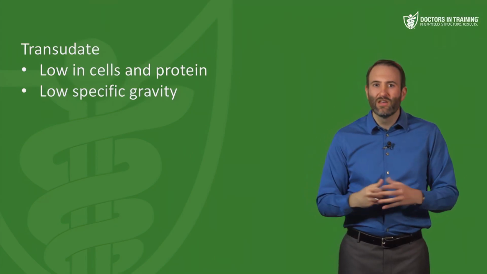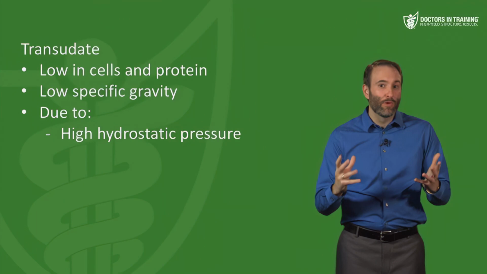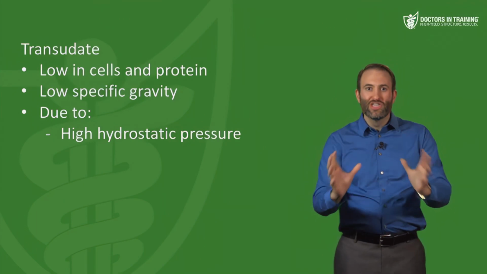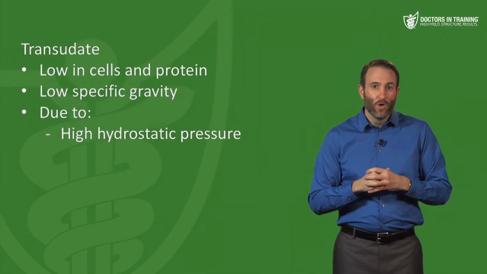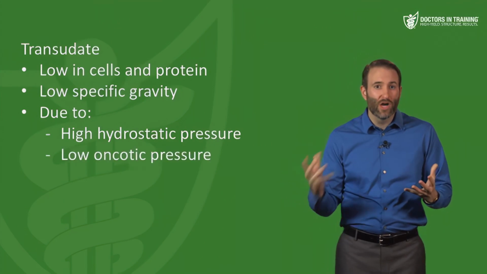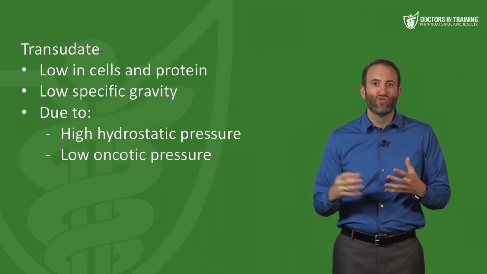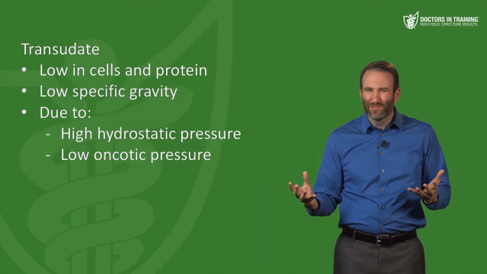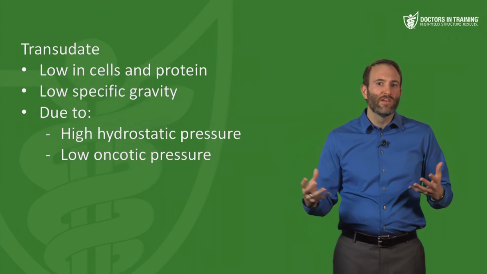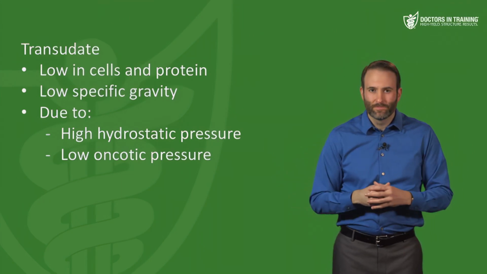Now, transudates can form because of high hydrostatic pressure. So pressure is basically pushing serum out of the vessel and into the tissue. Or it can also be due to decreased oncotic pressure. Now, proteins in the serum exert an osmotic pressure that tends to draw fluid in, but if your serum is really low in proteins, then you lose that effect and fluid will leak out of the vessel.